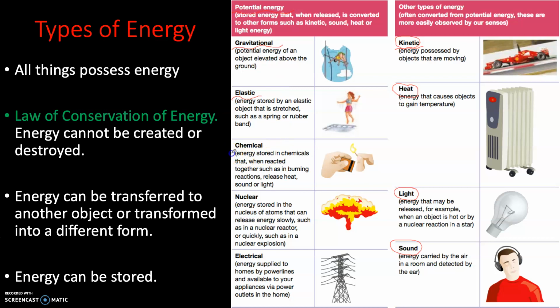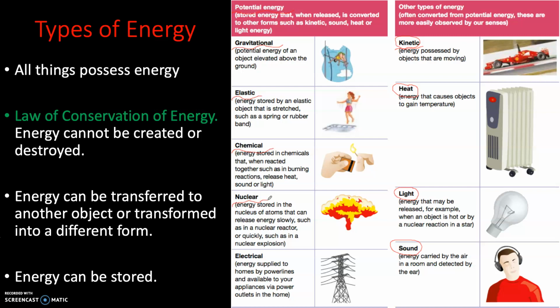The third potential energy is chemical. So chemical potential energy is stored in the form as batteries, for example. Batteries have got chemicals within them that can store and hold energy. The next one is nuclear. So the sun uses nuclear fusion to power itself. It's the reason why it's so hot.